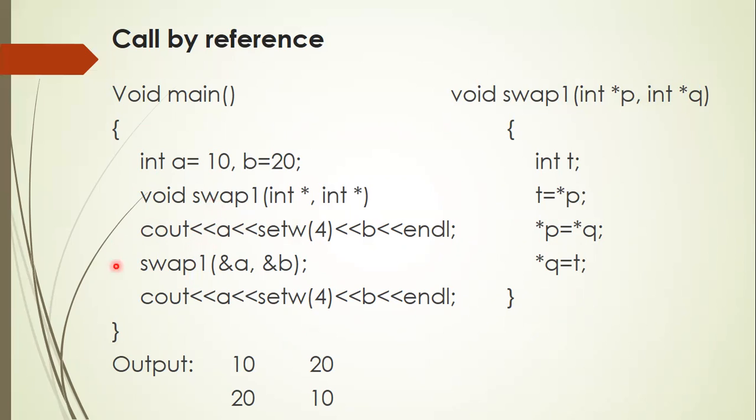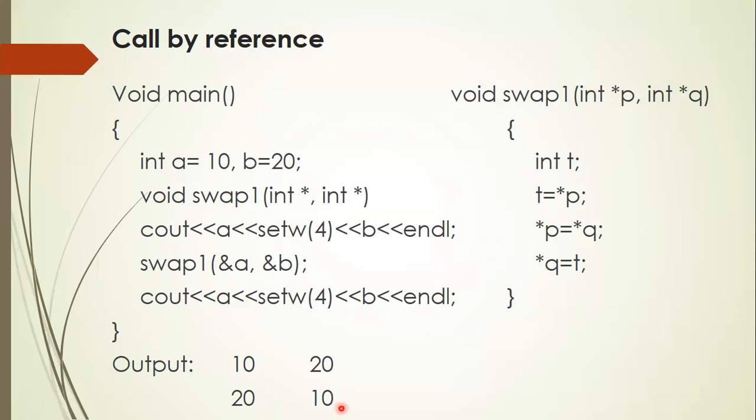Now you call the swap1 function with the address of a and the address of b. So a and b are the actual arguments. I'm passing the address of the actual arguments corresponding to the formal arguments. So the address of a is received by p, which means p is a pointer for a. Similarly, q becomes the pointer for b. Now within this function, I'm exchanging the values of a and b by exchanging the corresponding memory locations. After coming out, you will display the values of a and b as 20 and 10.